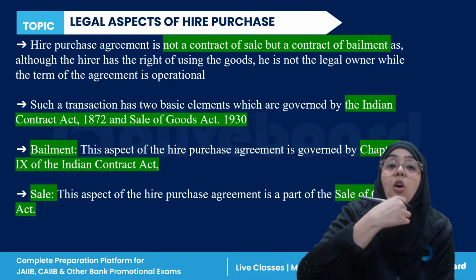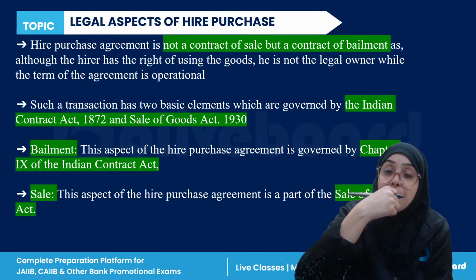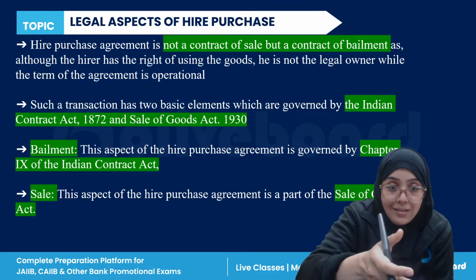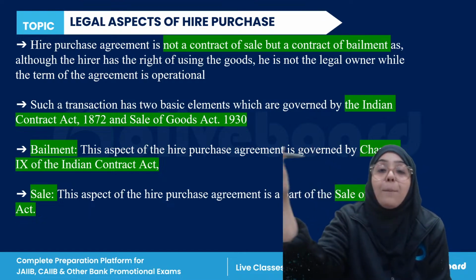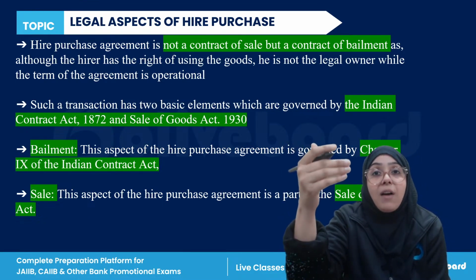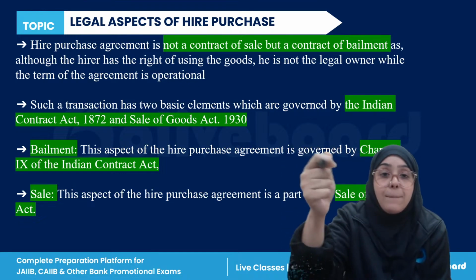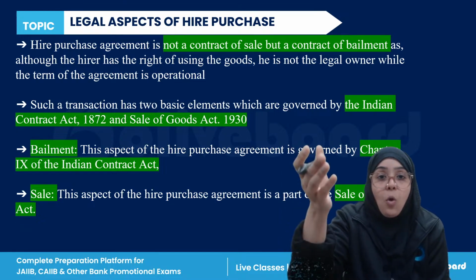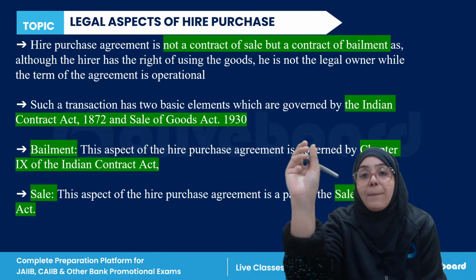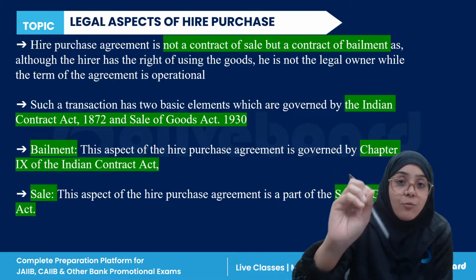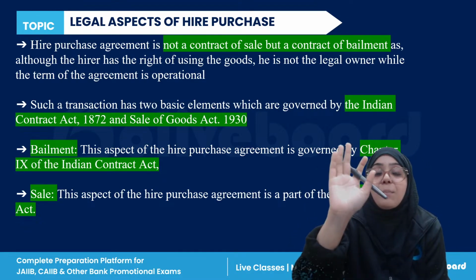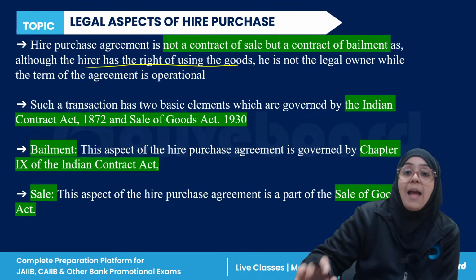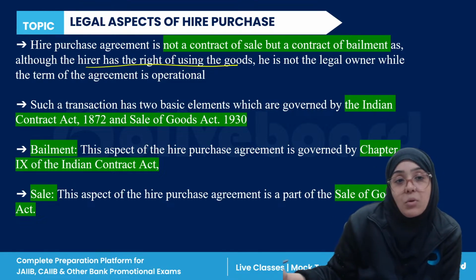Hire purchase is not a contract of sale; it is a contract of bailment. Here there is a bailee and a bailer, right? The one who has acquired the goods is the bailee, and the one who has given the goods is the bailer. The bailer has given goods to the bailee, and the ownership is transferred to the bailee once the installments have been paid off, right? So the hirer has the right to use the good. He's not the legal owner, right?